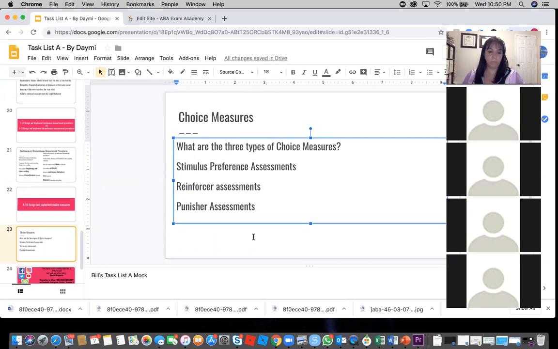So stimulus preference assessments, would that be successive choice, paired choice, and multiple stimulus with and without replacement? Exactly. Reinforcer assessments would be the concurrent assessment, multiple schedule reinforcer assessment, and progressive ratio. And punisher assessments, I don't know. Okay, does anybody want to help her out with that one?